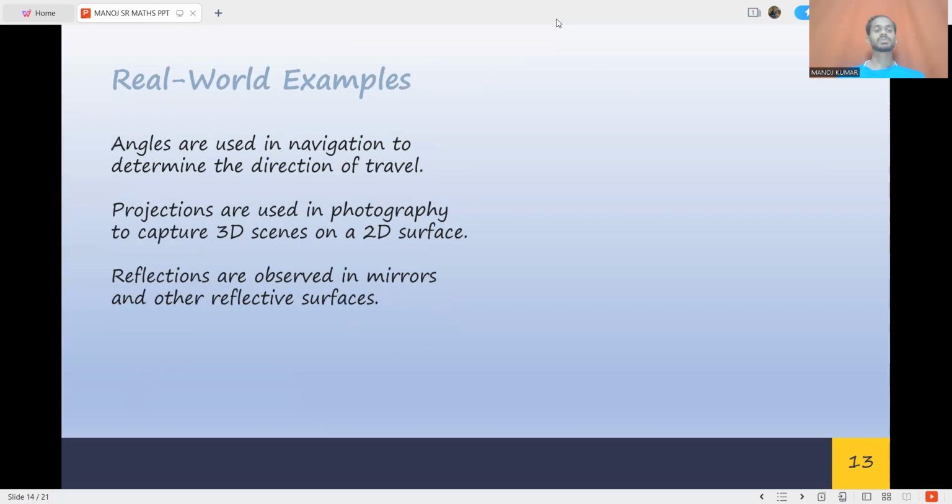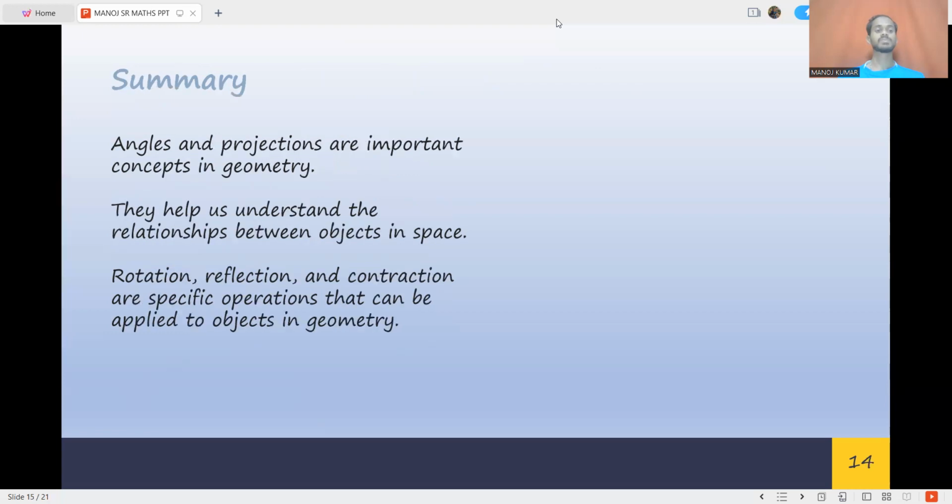Real world examples. Angles are used in navigation to determine the direction of travel. Projections are used in photography to capture 3D scenes on a 2D surface. Reflections are observed in mirrors and other reflective surfaces.